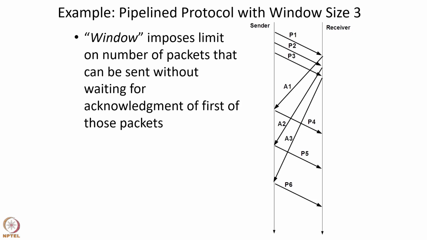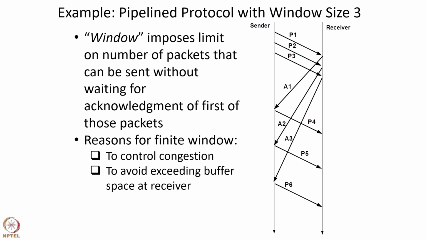So why do we impose a finite window? Why not allow the sender to just keep on sending packets without waiting for an acknowledgement? There are different reasons for a finite window. One reason is to control congestion. If the sender were to keep on sending packets continuously without using any window, then there could be a lot of congestion in the network. In contrast, if we use a finite window and we adapt the window size to the detected congestion level in the network, then that can control congestion in the network.